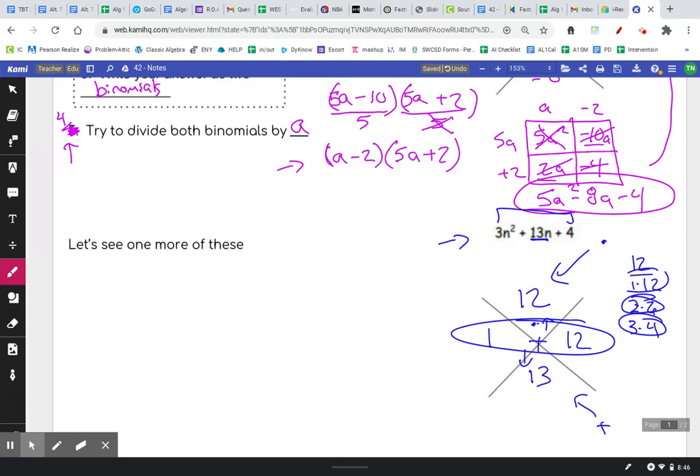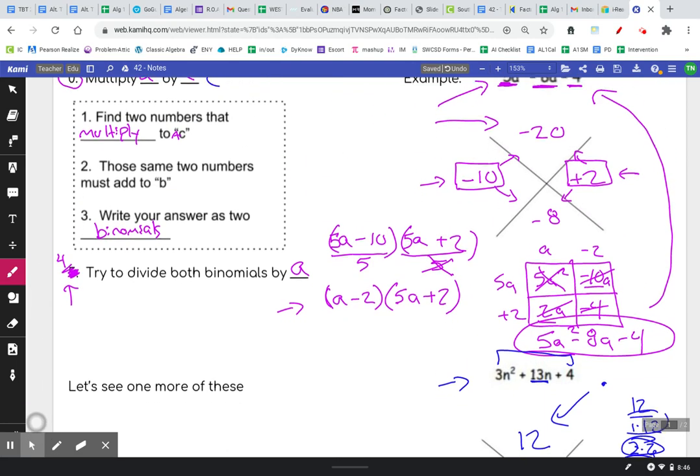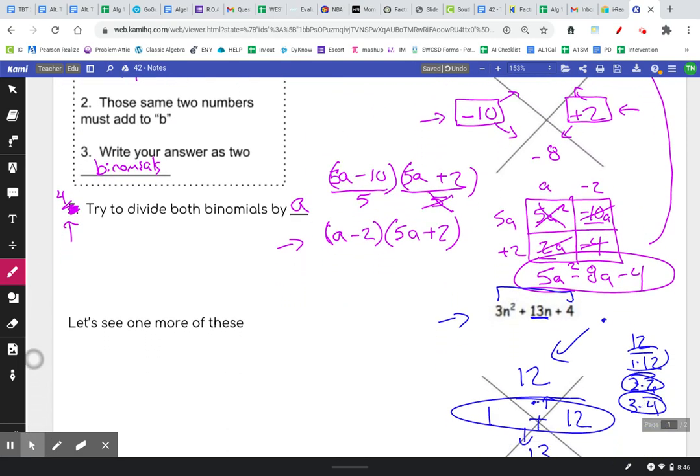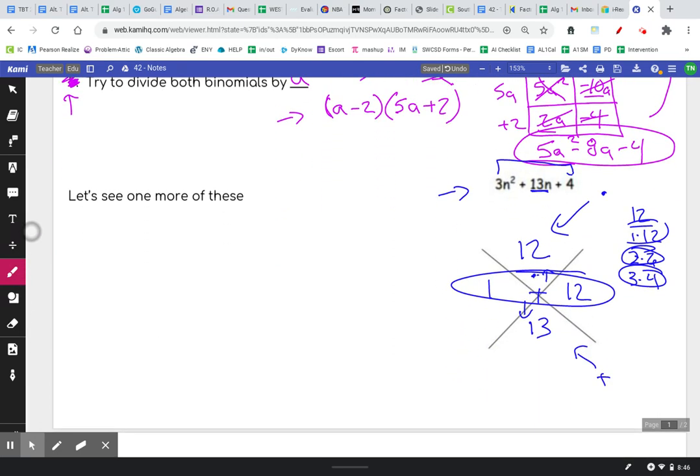Let's go ahead and start. We've now done step 0, step 1, step 2. We need to write our answer as two binomials. What's different now? Instead of just having my variable leading both of these, I need my coefficient and my variable. So I'm looking at a. I have 3n here and 3n here.